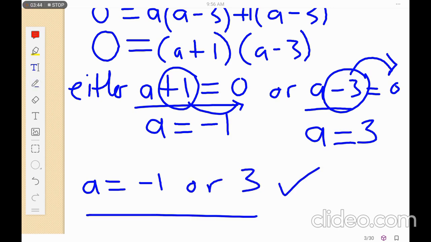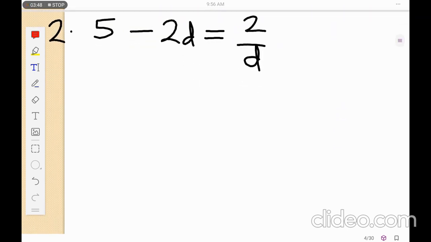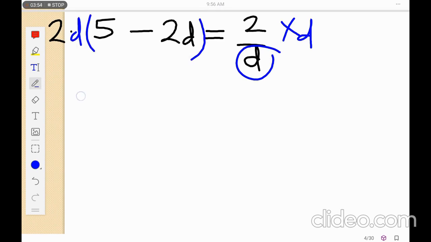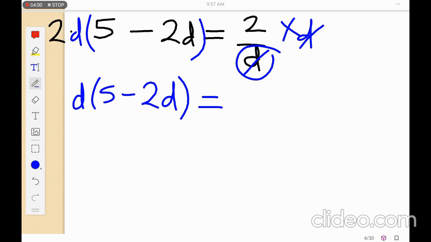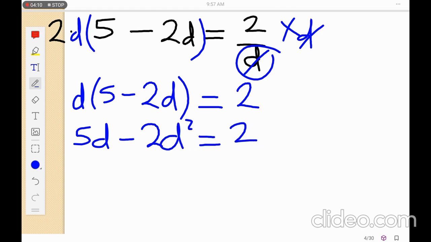Let's have a look at another example. For this one, we are going to multiply both sides by d. So I'll have d multiplying 5 minus 2d. These ones will cancel each other, so we'll remain with a 2 there. Multiplying our d and removing the brackets, I'll have 5d minus 2d squared is equal to 2.